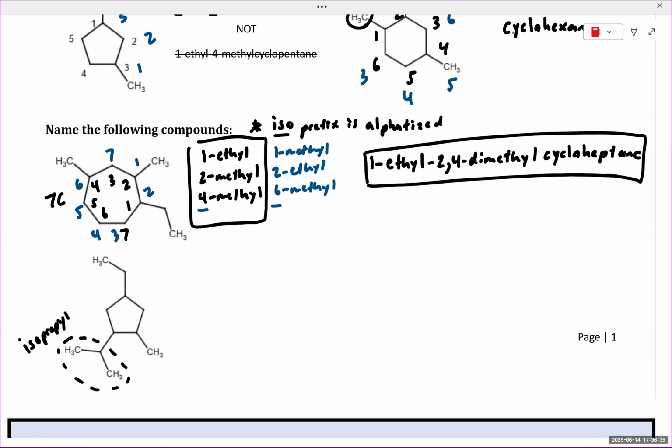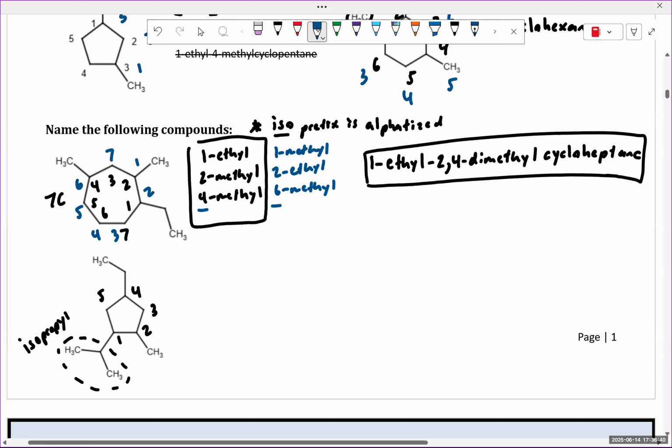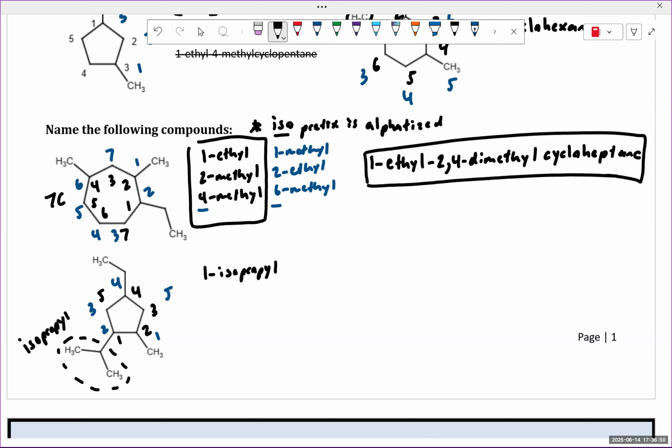Looking at our locate numbers, we can do 1, 2, 3, 4, 5, or we can count the other way, 1, 2, 3, 4, 5. In this case, we can either have locate numbers for 1 isopropyl, 2 methyl, 4 ethyl, or 1 methyl, 2 isopropyl, 4 ethyl. In this case, we have a tie in locate numbers, so we look at alphabetical order.